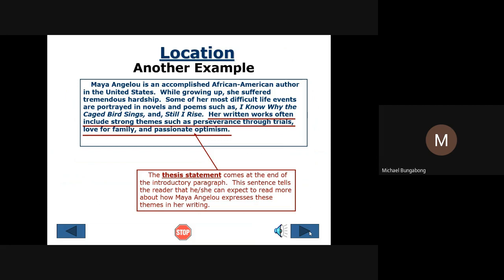So basically, if I did not put an underline there, you may probably underline a different line. You may probably put in there as your main idea, while growing up, she suffered tremendous hardship. So that is an incomplete thought, because you may probably believe that the second line is what we call the subpoint, which is not.